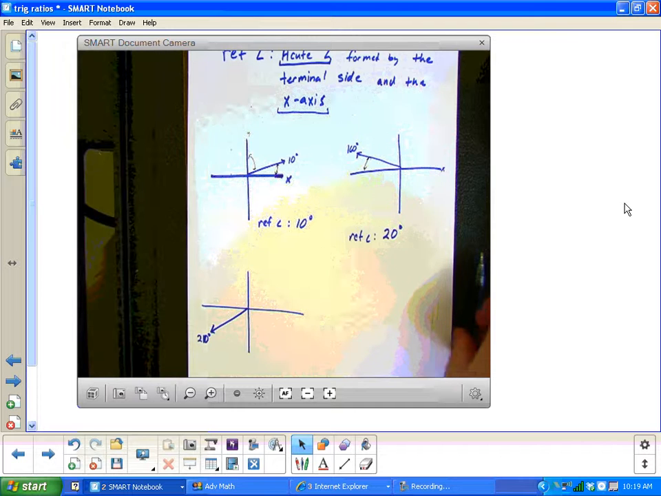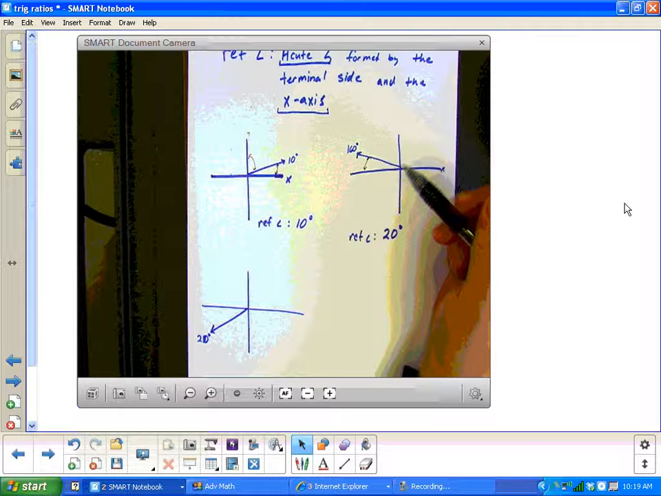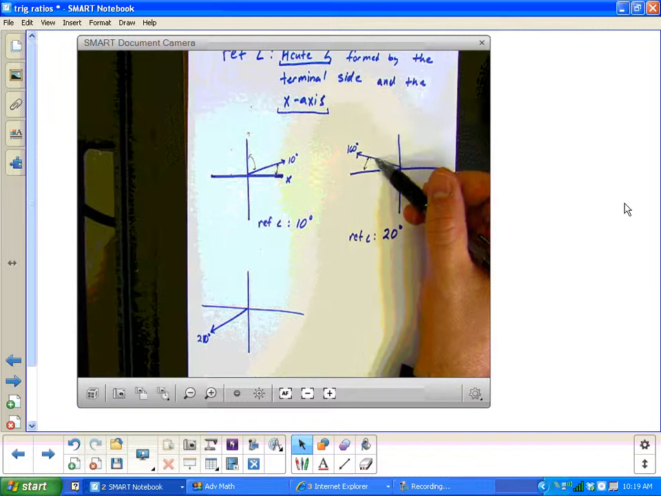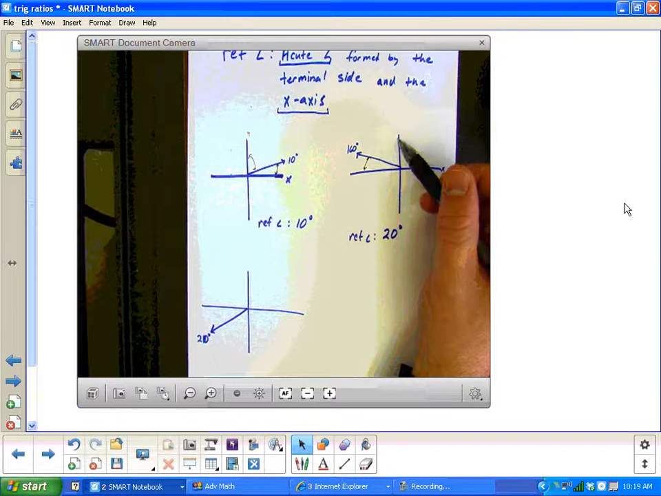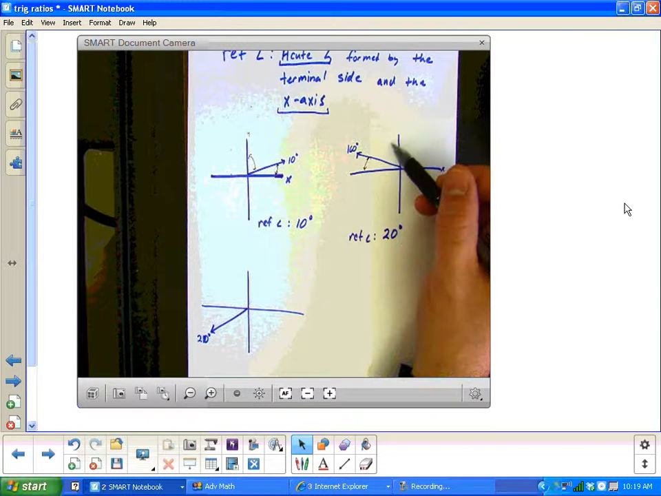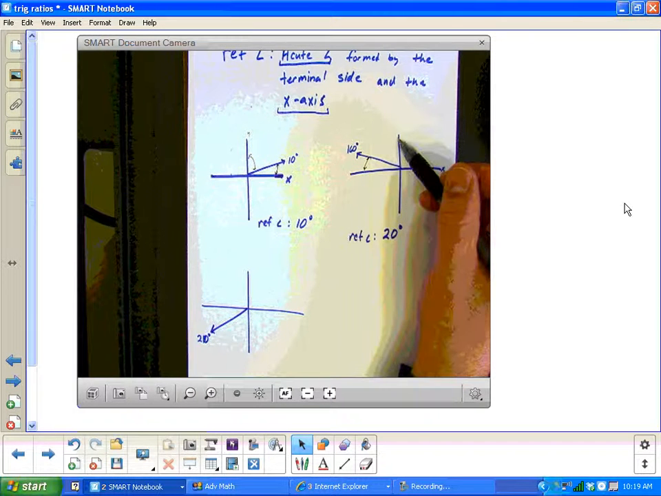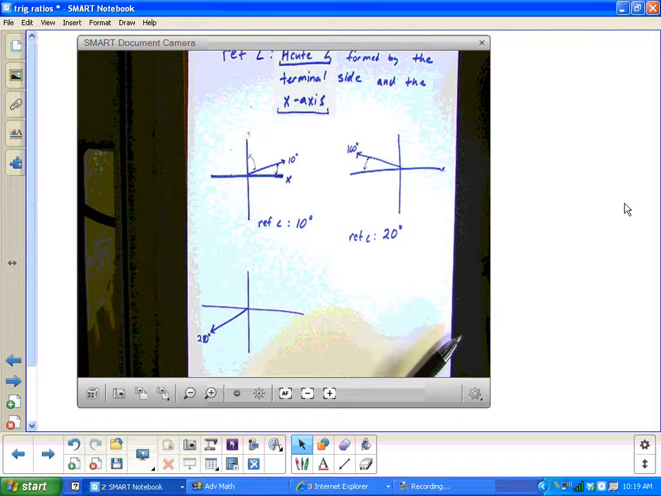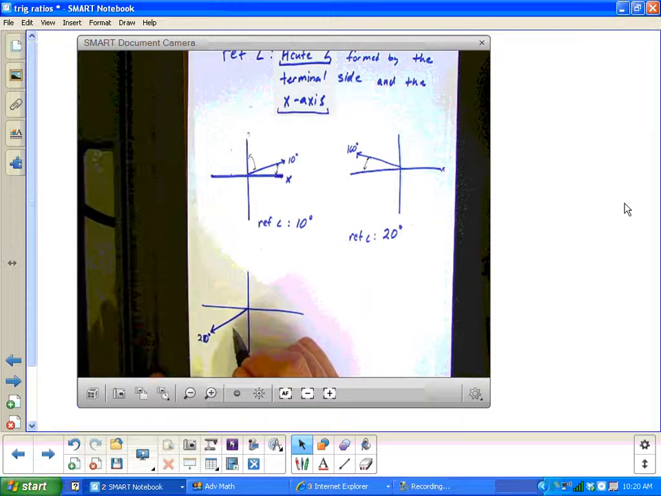Now, by the way, let's go back to this one just a second. If I go back in this direction, this would be 70 degrees, right? 70 degrees is acute. Again, what's wrong with saying the reference angle is 70? Right, it's got to be formed with the x-axis. Okay. Now, let's look at this reference angle.